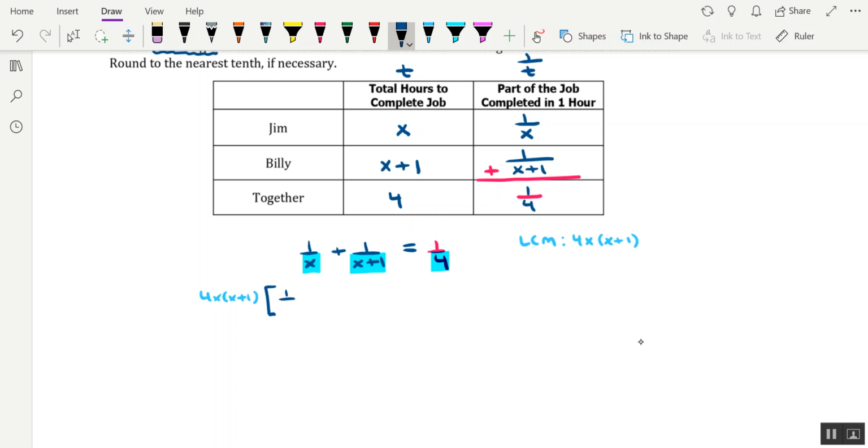So there's the LCM in front of 1 over x, plus the LCM again in front of 1 over x plus 1 this time, equals the last copy of the LCM in front of the fraction 1 over 4.